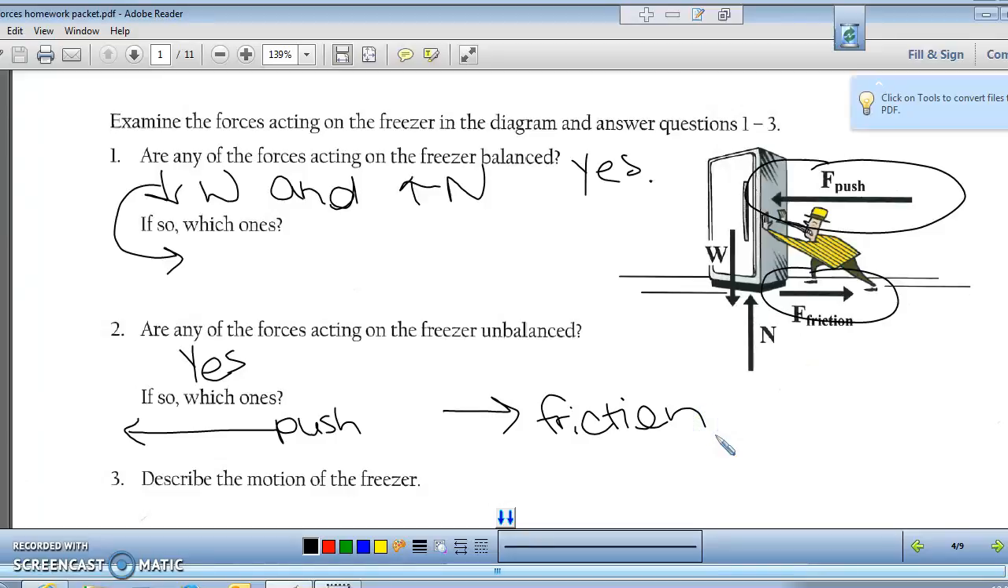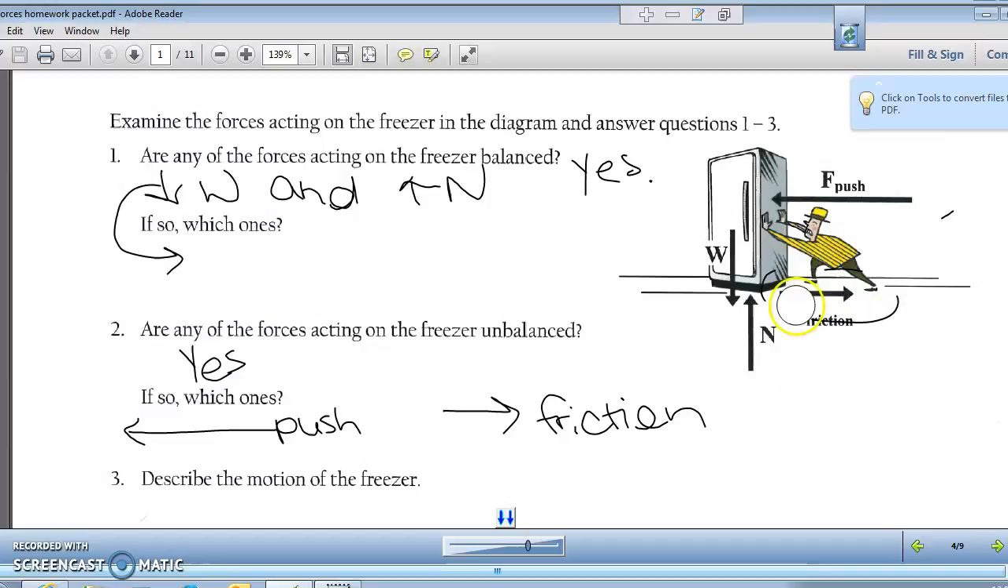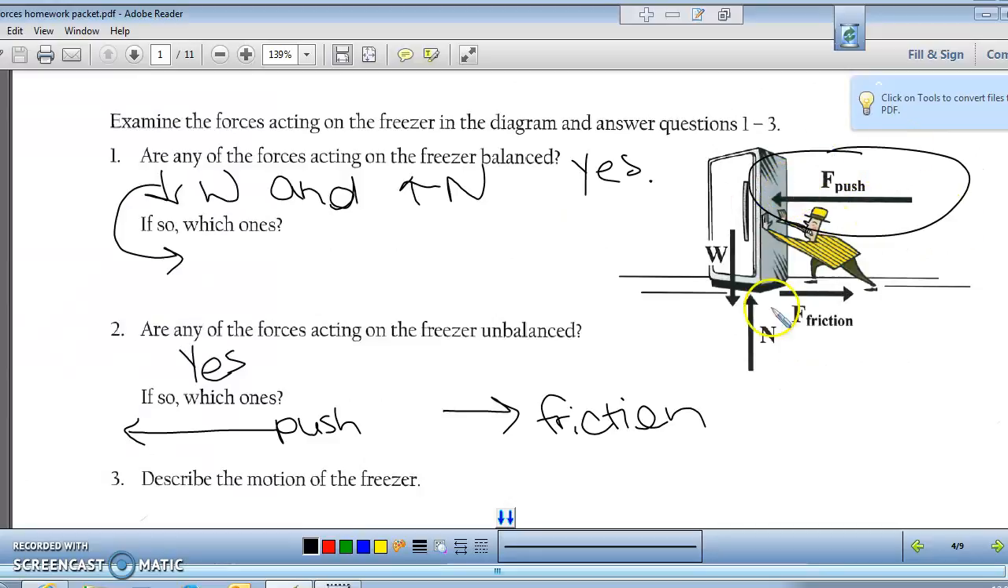And then it finally says describe the motion of the freezer. So again, remember that if forces are balanced, they cancel each other out. So in this case, the up and down are canceling each other out. If this is being pulled this way and this is being pushed, whichever one is stronger is the one that's going to result. So it's going to be pushed. So it's going to the left.